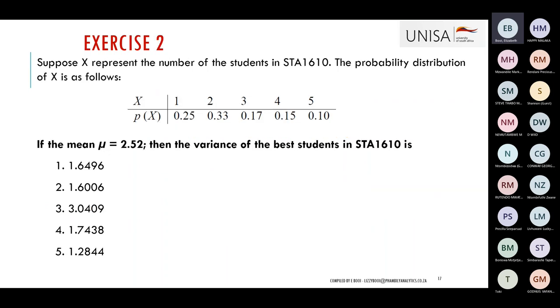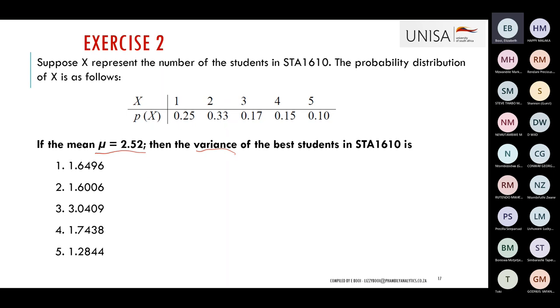Suppose X represents the number of students in STA 1610. The probability distribution is as follows. If the mean, so it means they've calculated the mean, you don't have to go and calculate the mean. If the mean is 2.52, then the variance of the number of students in STA 1610 is, so it means calculate the variance.